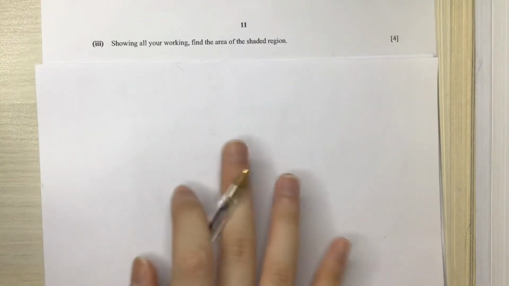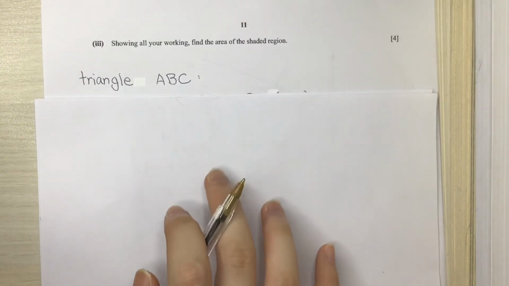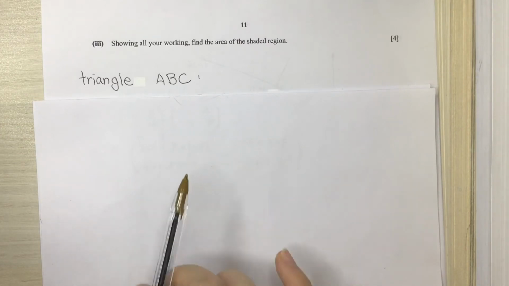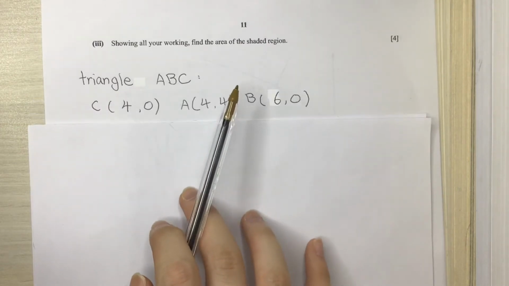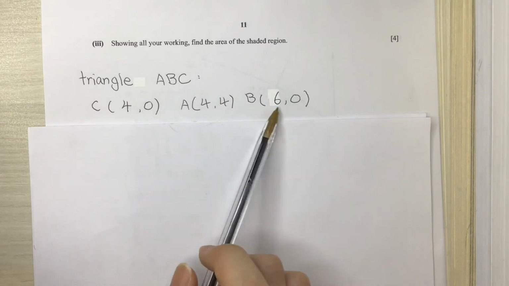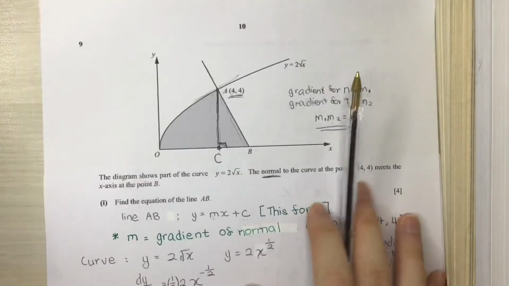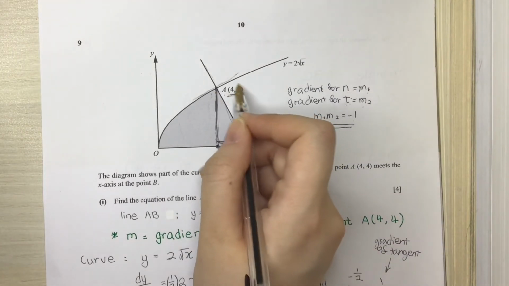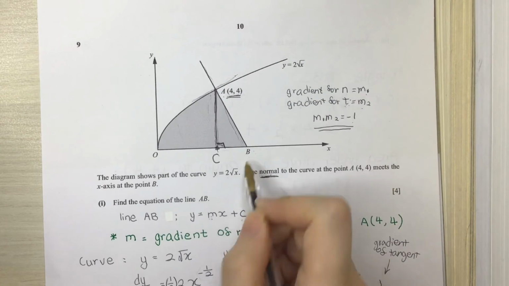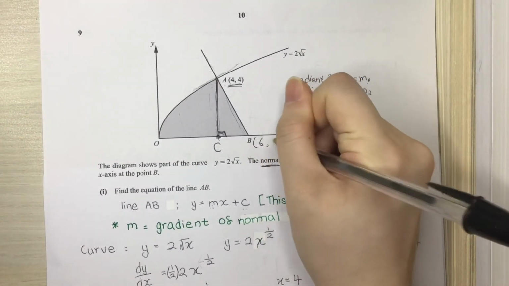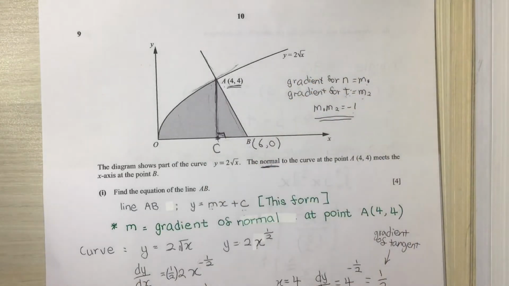Okay, so we move back to the third part of this question, where of course I will find the easiest one first. I will first find the area of triangle ABC, where the coordinates of C is 4, 0, A is 4, 4, B is 6, 0. If you look back at the diagram over here, notice that we are given the coordinate A, and the coordinate B was found in part 2. So all we have to do is write down the coordinate that we found in part 2.